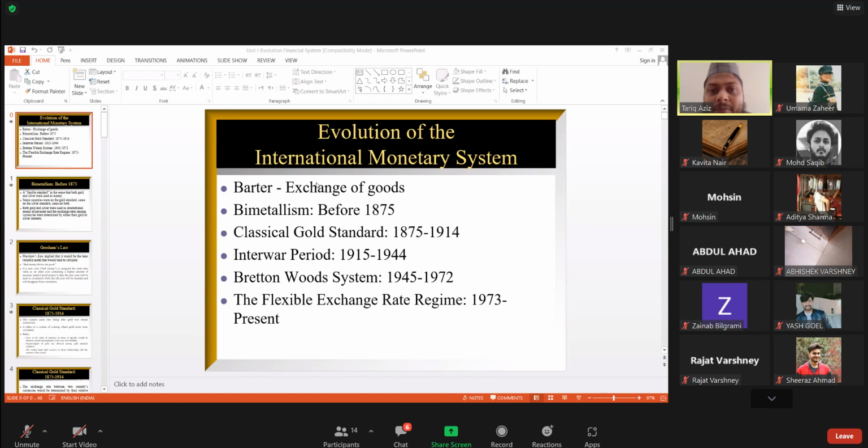So, these were some of the problems associated with the barter system. Is this clear about the barter system? Is there any confusion? If you have a question regarding the barter system, you may raise your question.